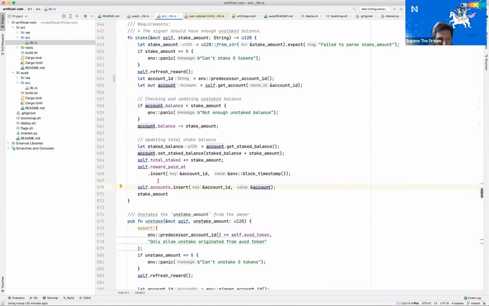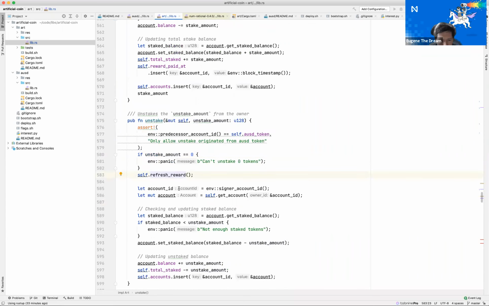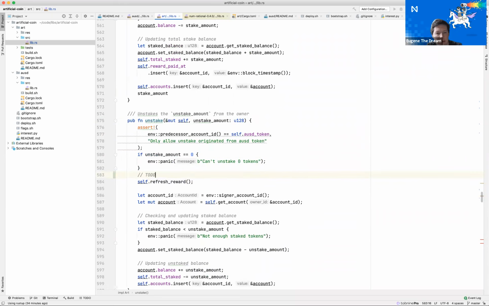Okay, unstake. So we verify that it's called by the AUSD token. Then if the unstake amount is 0, panic. Refresh rewards is a problem because it's called by AUSD. I guess you used a signer account ID, and that's why it worked. But what you want to do instead is pass the account ID from AUSD.